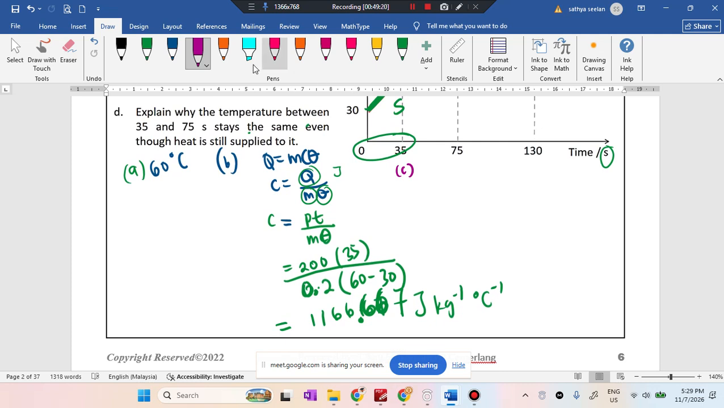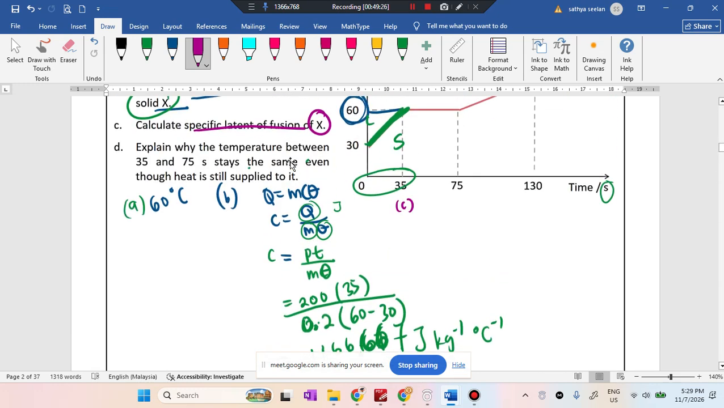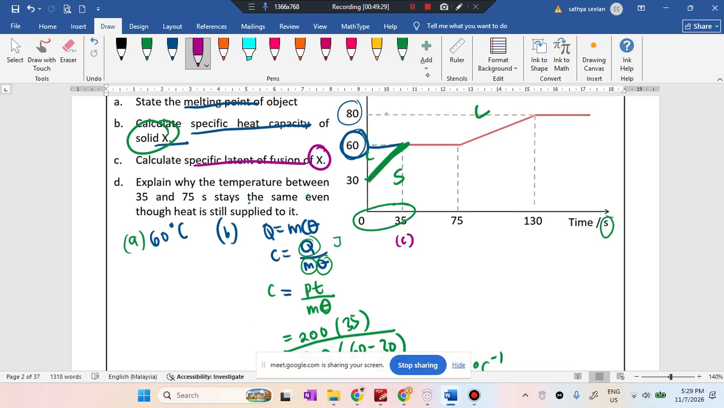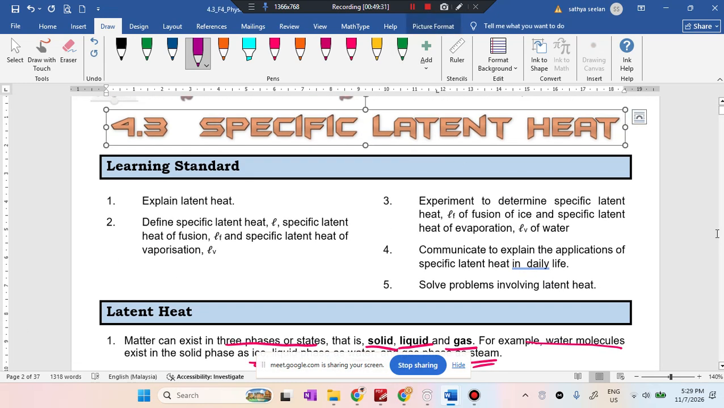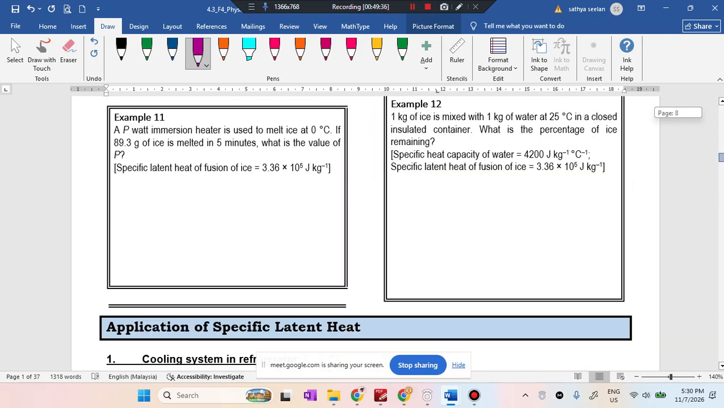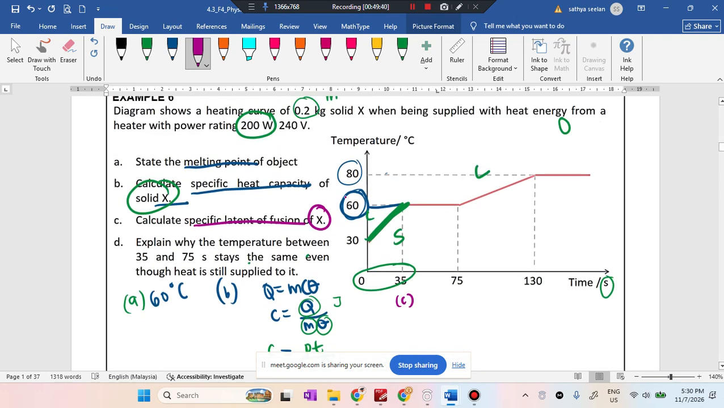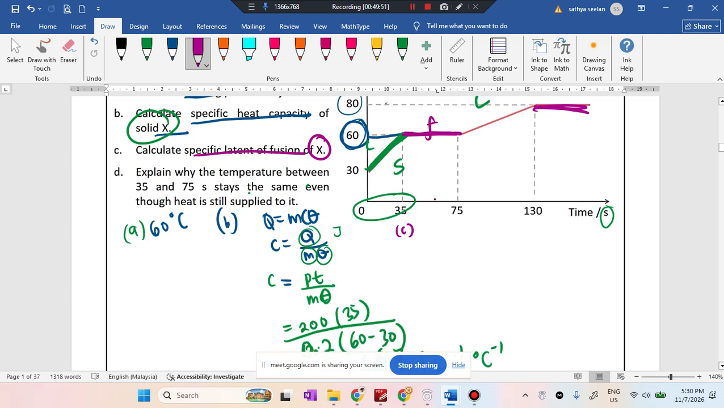Okay, next one. Calculate the specific latent heat of fusion X. Okay, specific latent heat you boleh ambil dekat sini pun. Dia kata fusion saja kan? Dekat sini ya, fusion saja. Fusion maksudnya dekat sini saja. Sebab yang ni dekat sini adalah vaporization. Remember.